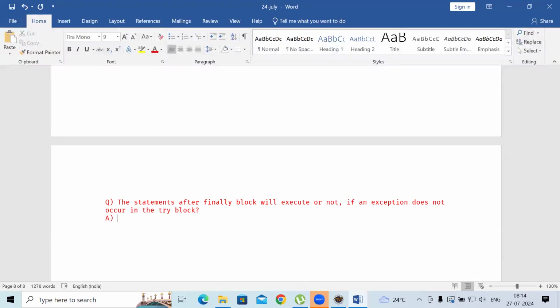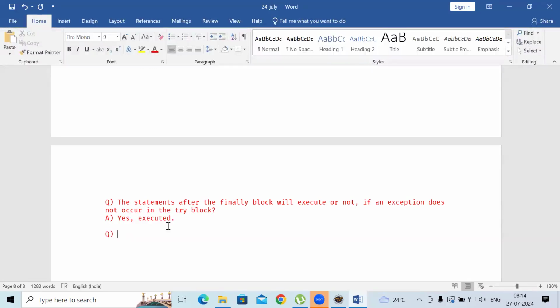The statements after the finally block will execute or not if an exception does not occur in the try block? Yes, they will execute. Definitely will execute. Next question.